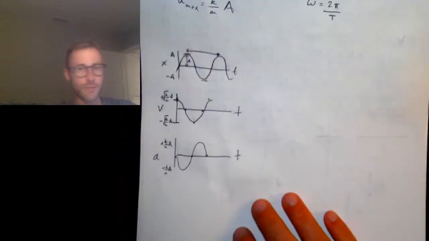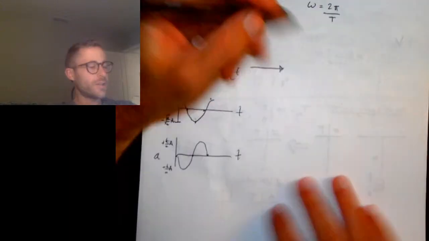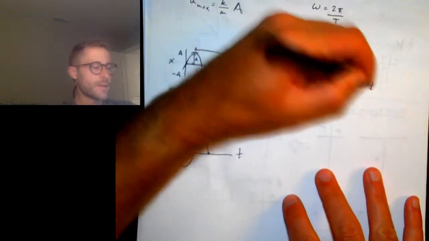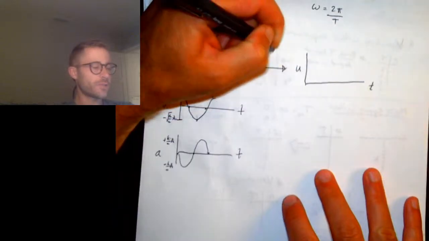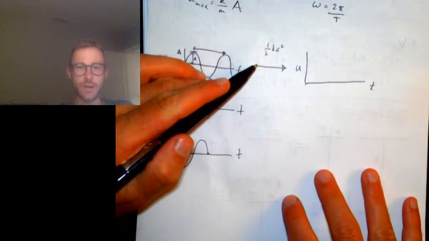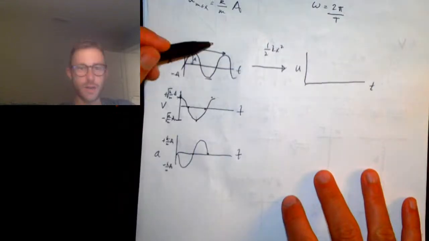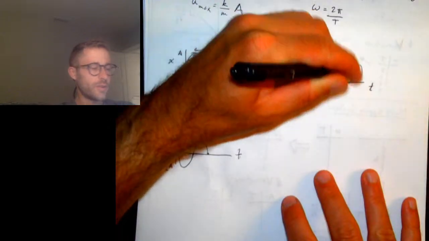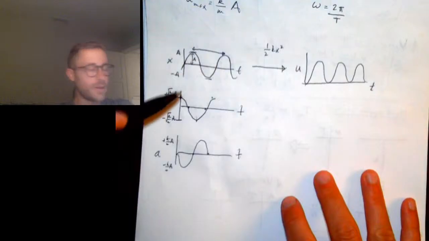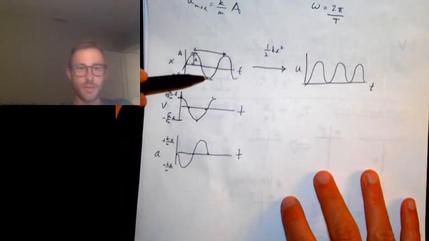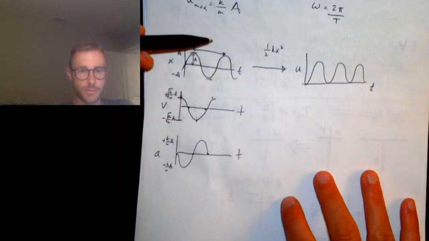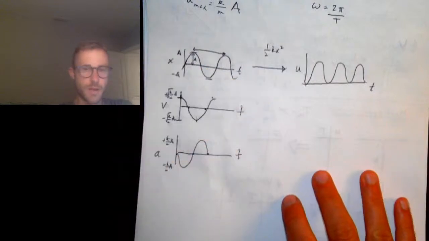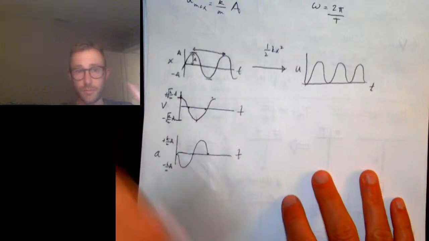Some other graphs we could make are the potential energy as a function of time. So the potential energy is 1/2 kx squared. So we're essentially squaring this graph, which turns all the negatives into positives. So we get something that looks like this. So it's going to have twice as many bumps because the negative, the valley, got flipped upside down and became a bump when you squared it. So you have twice as many bumps. Okay? So that is important to know.